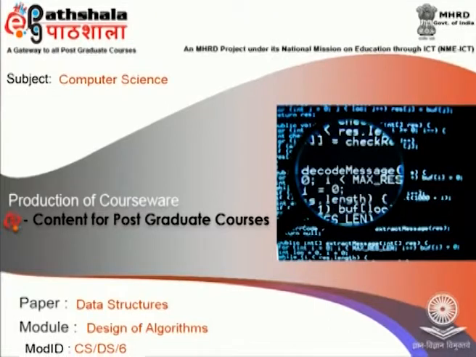Now, in this module, we will be talking about the design of algorithms. In the previous module, we have spoken about the analysis of algorithms. So, these are the people who have contributed to the content. So, let us look at what the learning objectives of this module are.